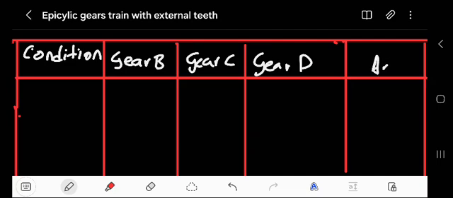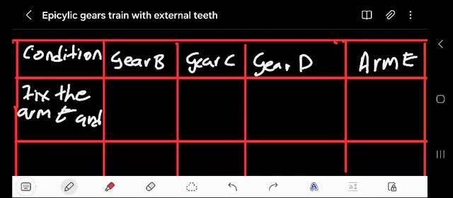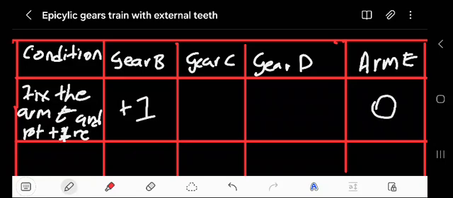Then here we'll have the arm. We'll have the arm E. So we have this in the first row. We must now fix the arm E and rotate gear B, rotate gear P plus 1 revolution. So plus 1 revolution, this is fixed, will be 0 there.